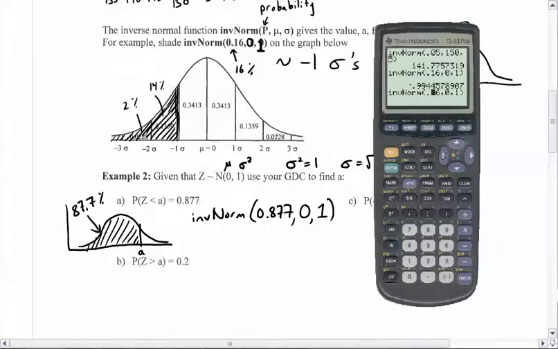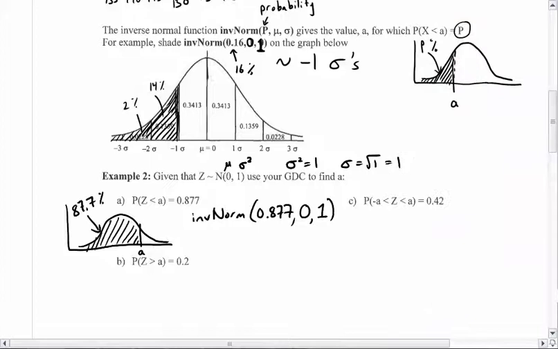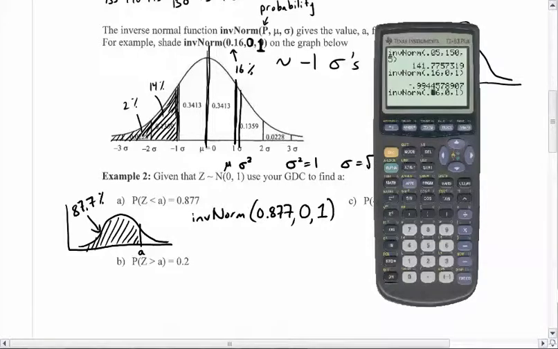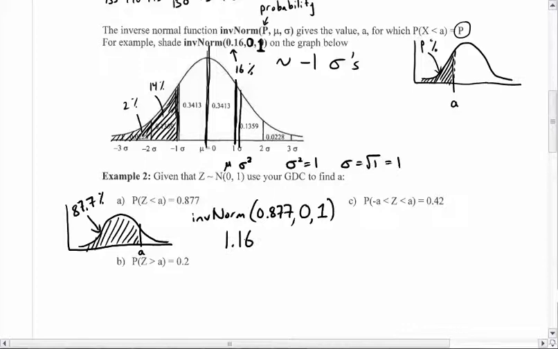And I can kind of guess that from my basic graph as well. So up to the midpoint, I've got 50%. If I add another sigma, I have 84%. So I'm just a little bit more than 1 sigma, maybe 1.2 or something like that. So 0.877, 0, 1 gives 1.16, about 1.2. Just a little bit bigger than 1 standard deviation.